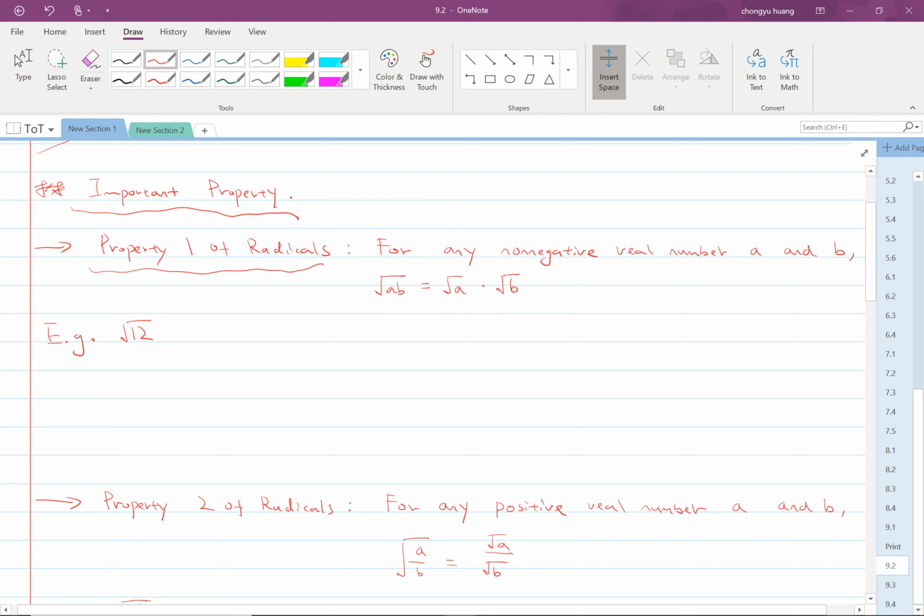For any non-negative real numbers a and b, we have this statement. The important thing to know is that the numbers have to be non-negative real numbers.